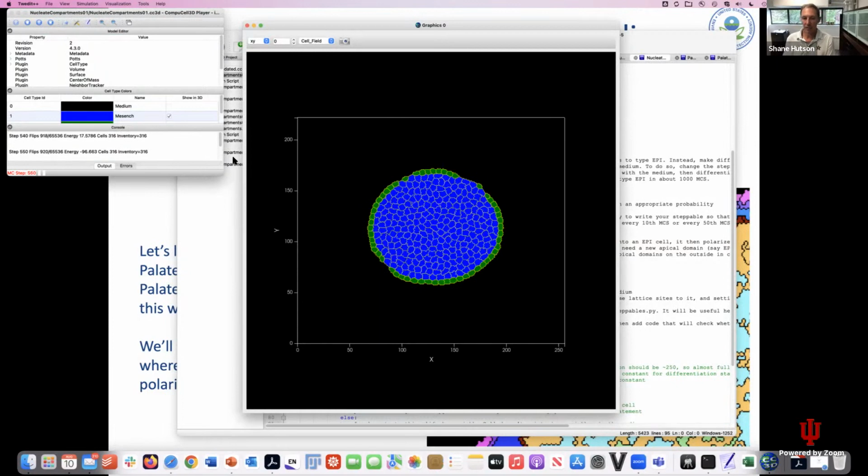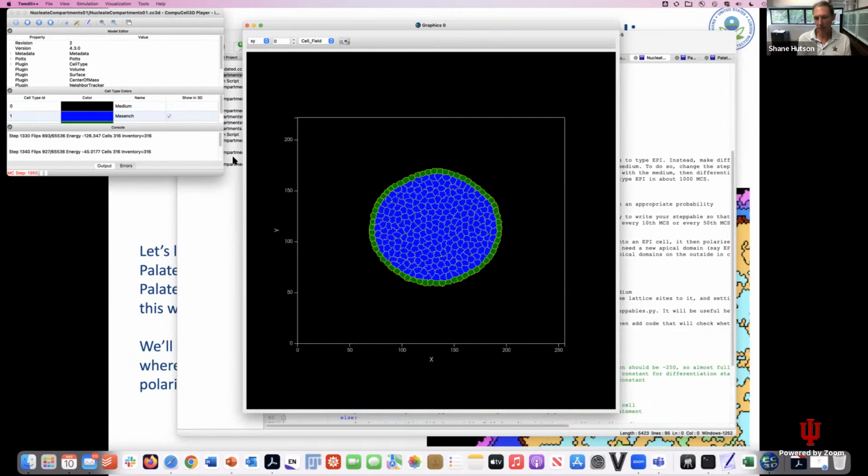And the idea here is to let the system differentiate over time based on the conditions that each of the cells have. Okay? And you see that over time, it's going to fill up that outer layer. It takes about 1,000 Monte Carlo steps for all of the outer cells to become green. We got 1 or 2 holdouts there, and they'll eventually probabilistically turn green. There we go. So now we have a complete epithelial layer around the outside.